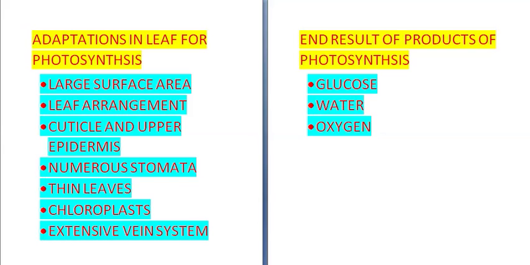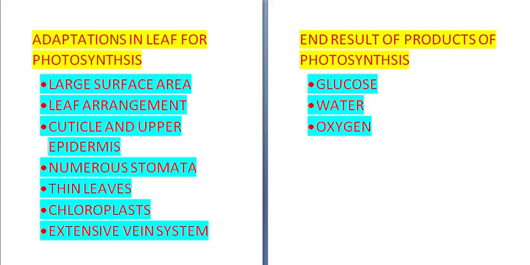Leaf arrangement. Leaves, if you will notice, are arranged at right angles to the light source so that they can get maximum light. So they are at right angles to the sun. Cuticle and upper epidermis are transparent to allow the sunlight to enter freely up to all the cells containing chlorophyll. Then they have numerous stomata.